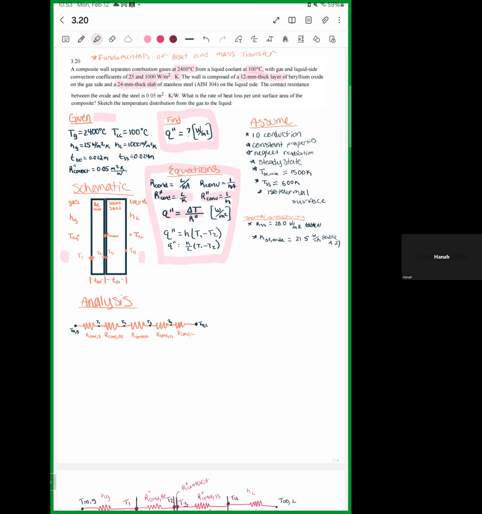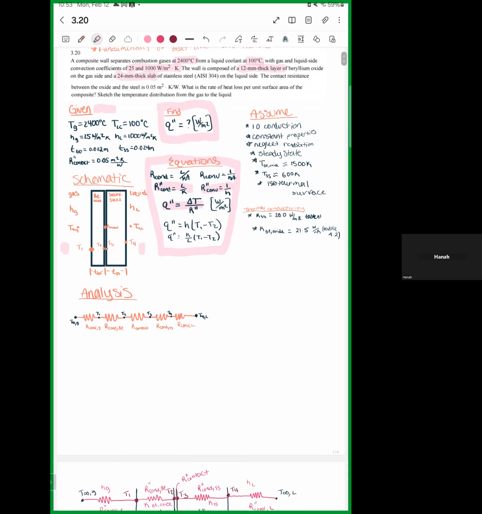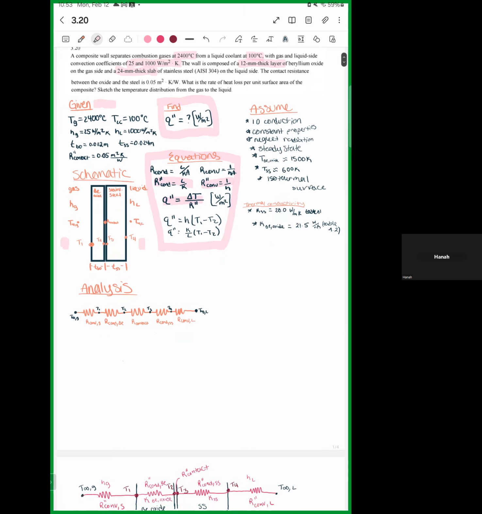But we're able to do this because of some of the assumptions that we're making. So some of the bigger ones, we're neglecting radiation, so we don't have to worry about that at all in this problem. This is steady state and 1D conduction, so we're able to use thermal circuits to solve this problem. And then also we'll be assuming constant properties.